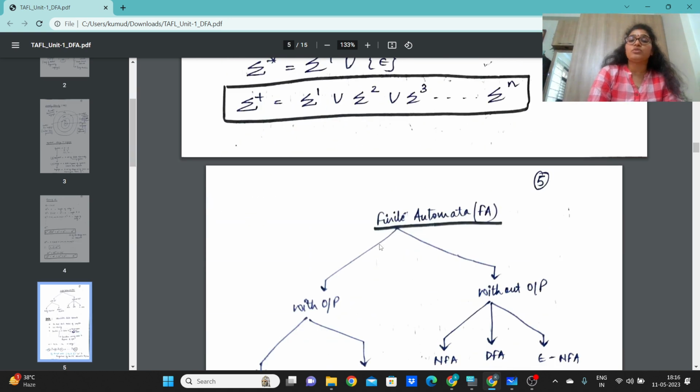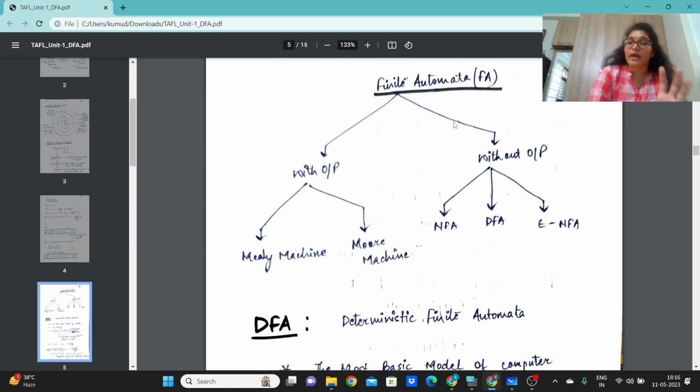So let's go to the division of finite automata. So in finite automata, we have 5 different machines. The division is like this: finite automata with output and finite automata without output. With output means we have two machines, okay, जो आपको output देंगी. We have Mealy machines and another we have Moore machines.